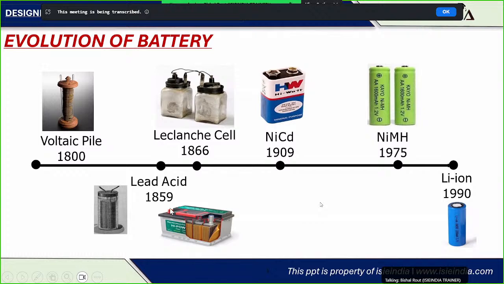And nowadays we are also utilizing the sealed lead acid battery, the SLA battery, or the valve regulated lead acid battery, VRLA, right? Then in 1866, the Leclanche cell was found, which is again a primary kind of cell. Then we went forward to find the NiCd, then the NiMH, then the lithium-ion cells. And nowadays we are working on the lithium-ion cell.